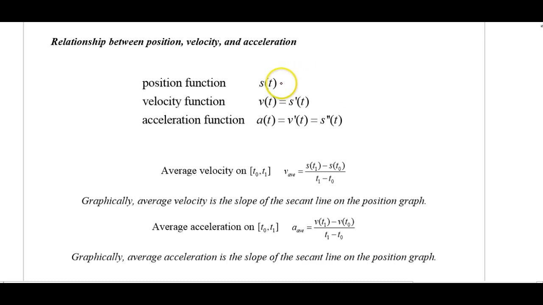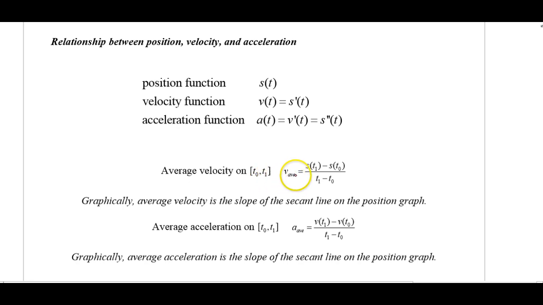So given some position function, it won't always be called s of t, but just for understanding the notational purposes here, we're going to call the position s of t. So the velocity is the derivative of position, and acceleration is the derivative of velocity, or the second derivative of the original position function. So questions that you could be asked: find the average velocity on the time interval from t0 to t1.